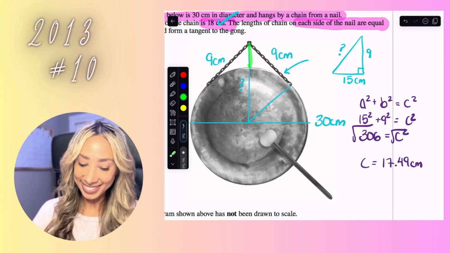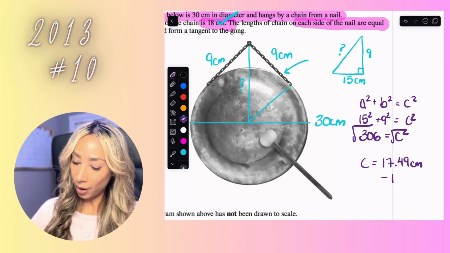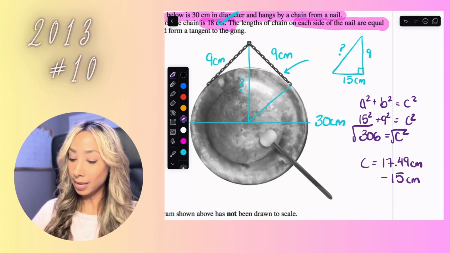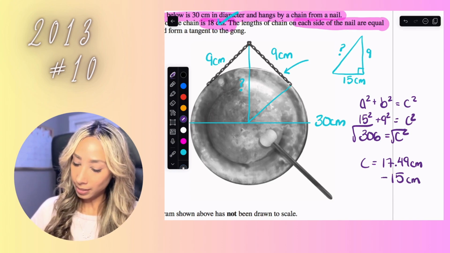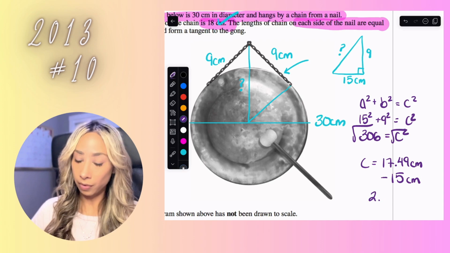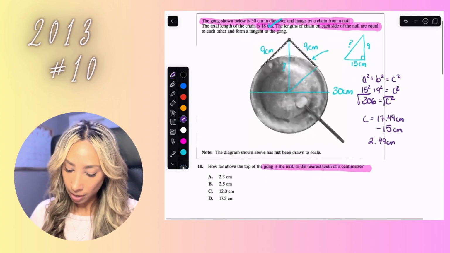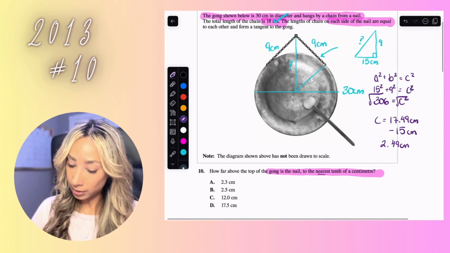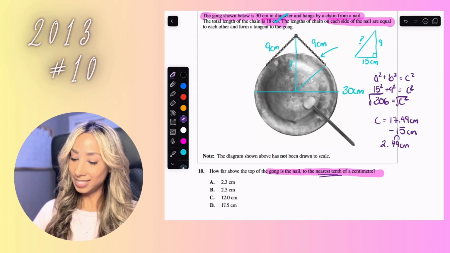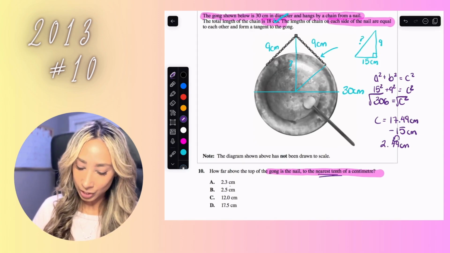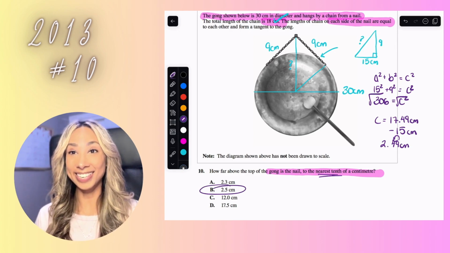Hoping you said radius. That means we can take away our 15 centimeters, and that's again coming from the radius, and that's going to leave us with 2.49 centimeters. So let's go ahead and look at our options. We're going to round to the nearest tenth. This 9 is going to tell that 4 to go up. That gets us to 2.5 as our answer.